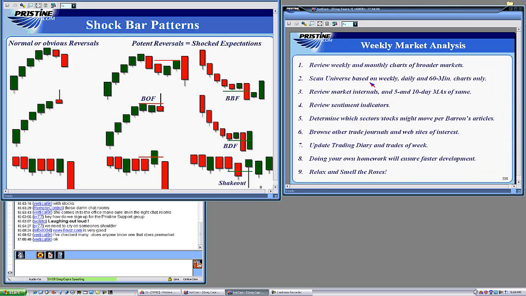On the weekend, review your longer-term charts. Look at your universe from a longer-term perspective. Look at your market internals if you haven't done so. Take a look at your sentiment internals. You can look for trading ideas from other trading journals. Barron's gets a lot of attention on the weekend. That might generate some ideas. Of course, update your trading diary with your trades of the week if you haven't done that. Look and see what you're doing right, what you're doing wrong.